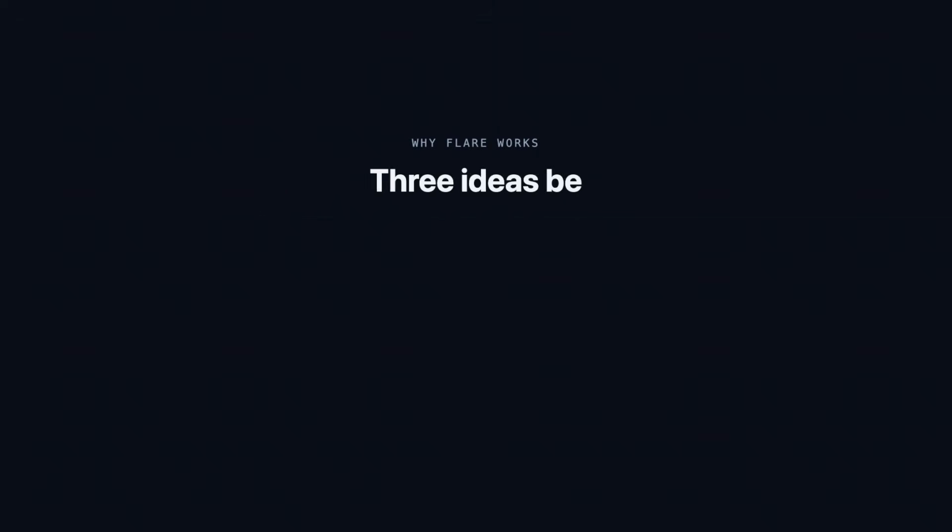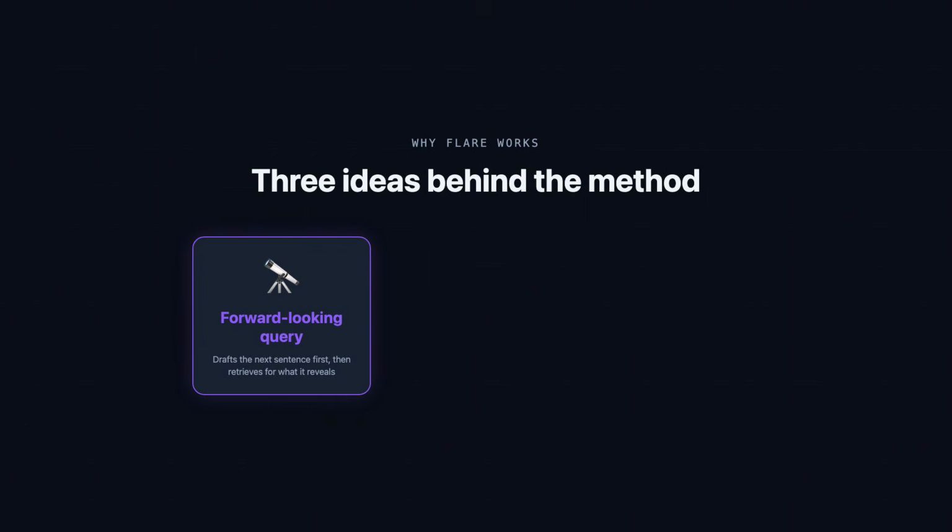Strip it down and 3 ideas make Flair work. The signal comes from a look ahead. Rather than guessing what to retrieve from the question alone, Flair drafts the actual next sentence first and lets that provisional text reveal what knowledge the upcoming content demands. Anticipating the future of the passage is what makes each retrieval so well targeted.